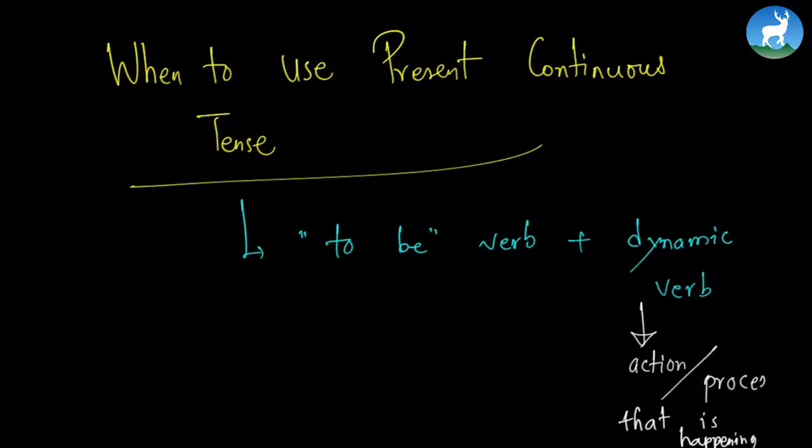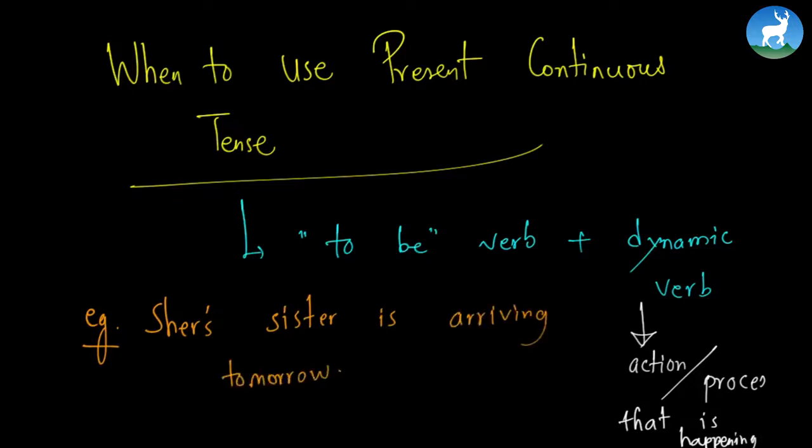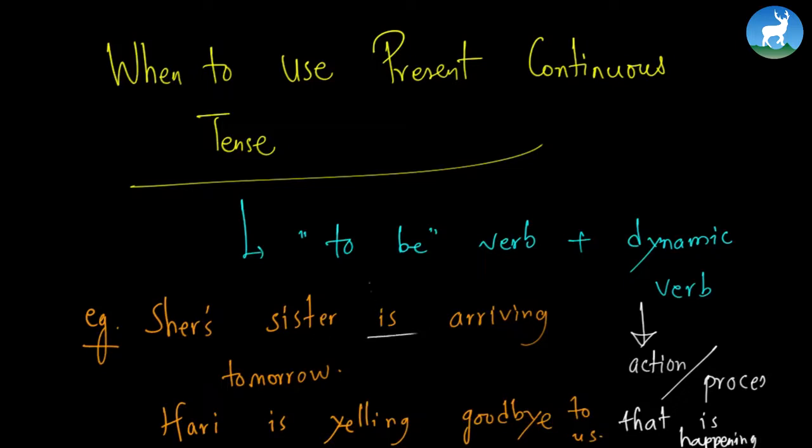Let me write one example. I can write something like Sayer's sister is arriving tomorrow. Or I can say Hari is yelling goodbye to us. So both of these examples, if you observe these two examples very closely, you will find that there is one be verb here followed by the dynamic verb. So this is the dynamic verb. Sayer's sister is arriving tomorrow. If I say that, the whole weight of the sentence is carried by the single word arriving. We know that somebody is arriving tomorrow and it is Sayer's sister.